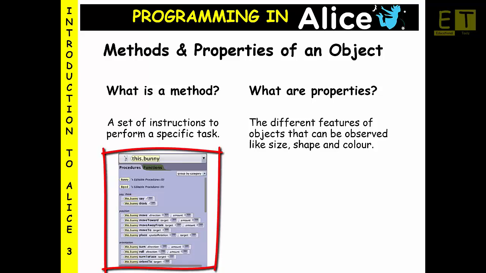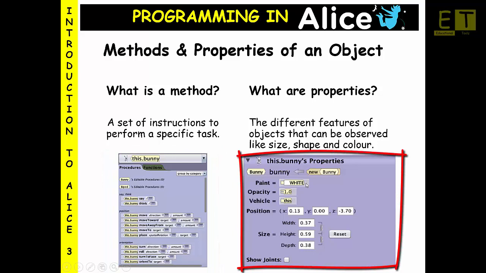To view the methods of an object, select the object from the object menu, then click on the Procedures tab in the Methods panel. For example, here you can see that the bunny object has a set of built-in methods: move, turn, roll, say, think, play audio, and many others.